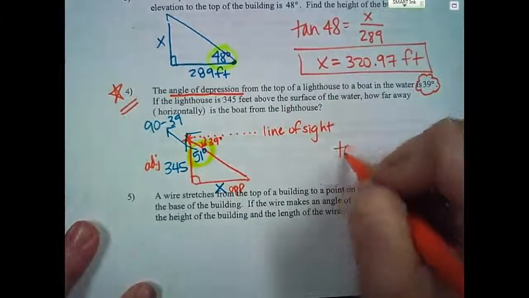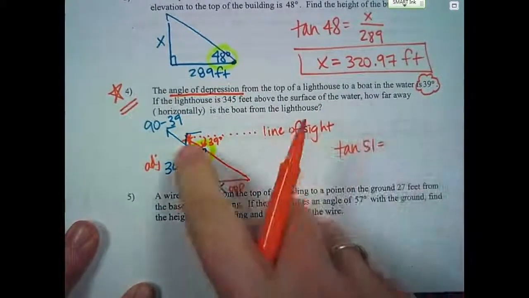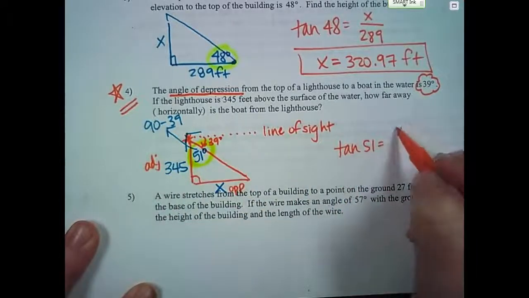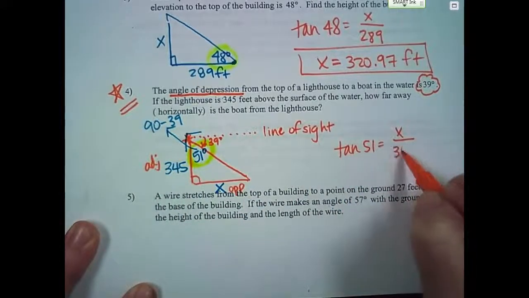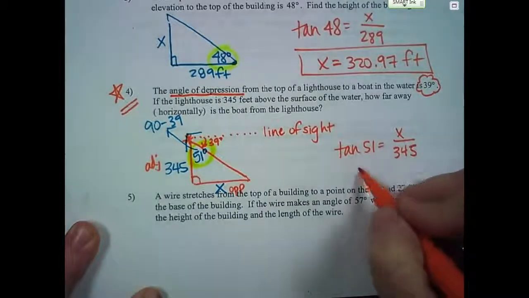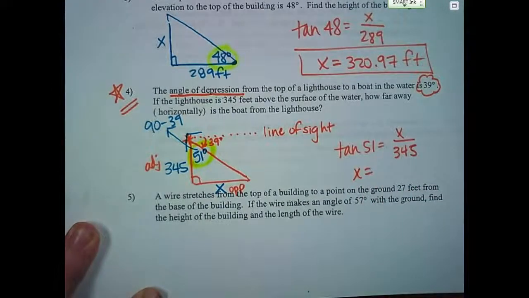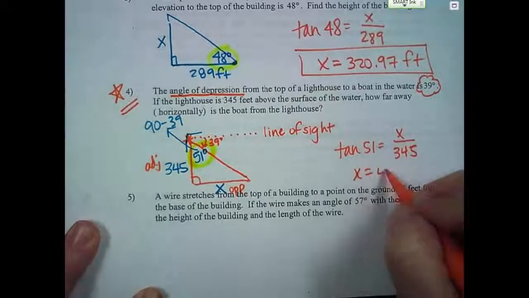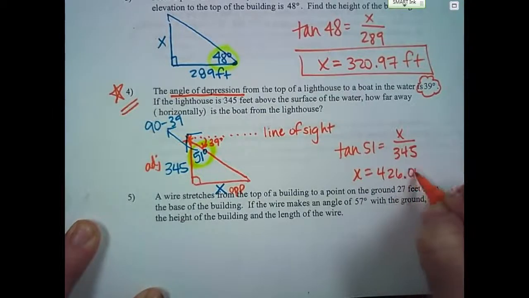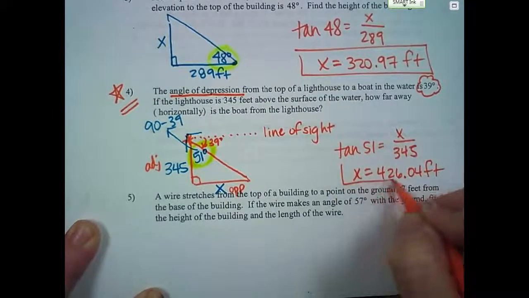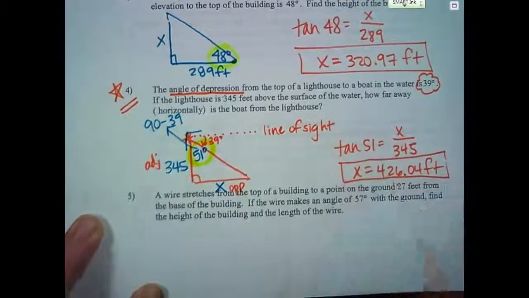So tangent of 51 degrees is the opposite, which is x, over the adjacent, which is 345. Multiply them together, and you get 426.04. Don't forget your unit of measure, feet.